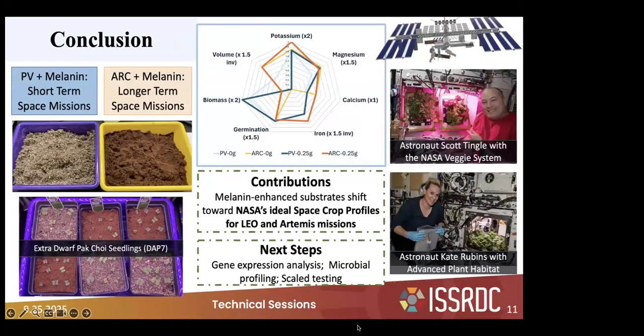To conclude, melanin could support three NASA priorities: nutritional safety by reducing iron overload, substrate sustainability in constrained habitats, and water resource efficiency through moisture retention. This project is the first trial using melanin in plant substrates, and future steps include gene expression, microbiome studies, and scale testing.